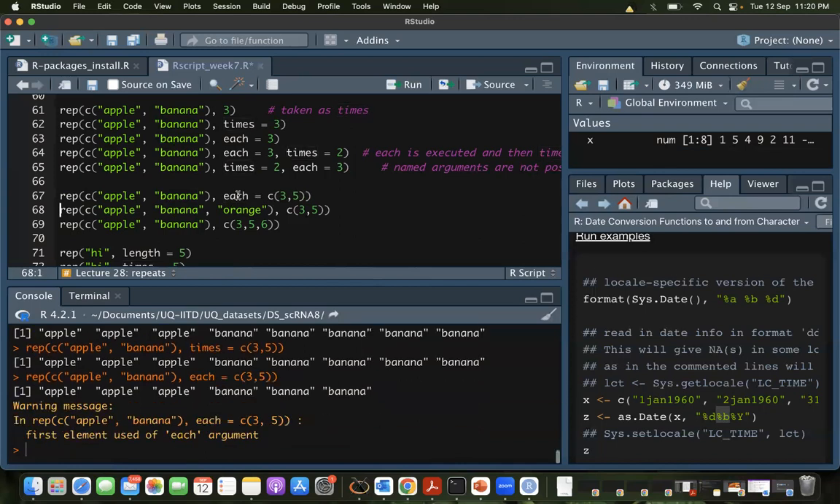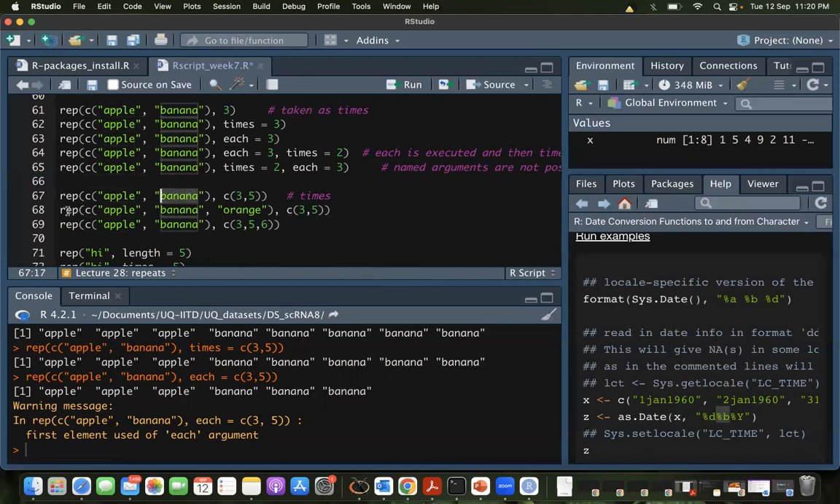What would happen if we do this? It's going to give an error. Whether you specify anything or not, this one is taken as times. So what it's doing is, you've sort of split it now. Even though it looks like a chunk, it's working as each. So you are repeating this 3 times and repeating this 5 times.